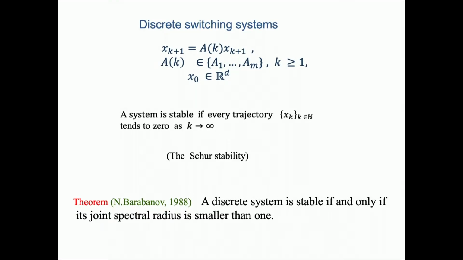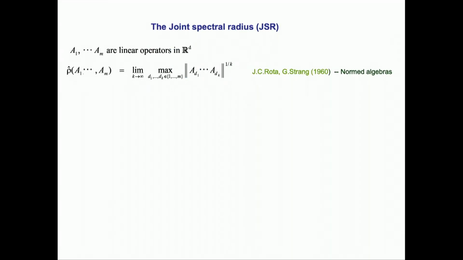In 1988, Nikita Barabanov proved that criterion for the discrete stability, and this criterion is based on the notion of the Jones spectral radius. Well, the story of the invention of this notion is really amazing. So first of all, the Jones spectral radius, Tatiana already defined it. But anyway, let's refresh our memory.